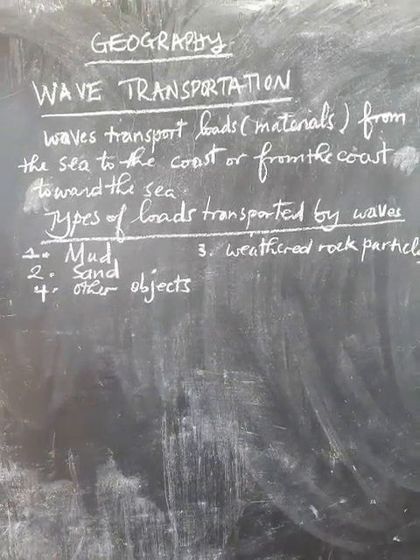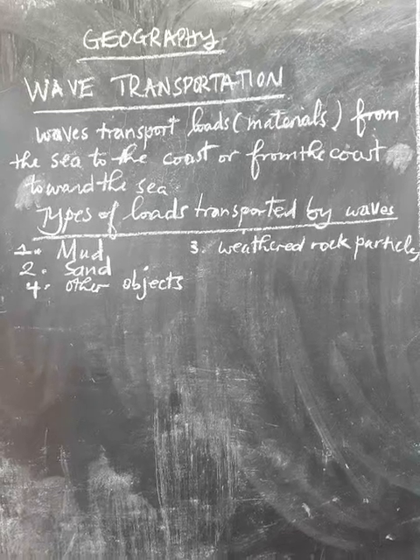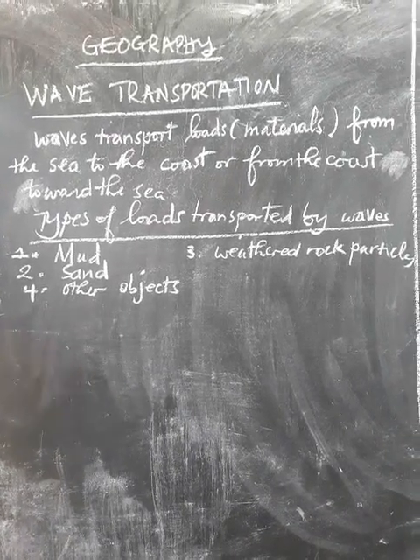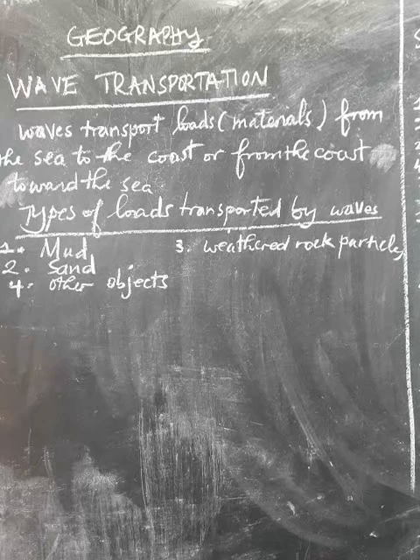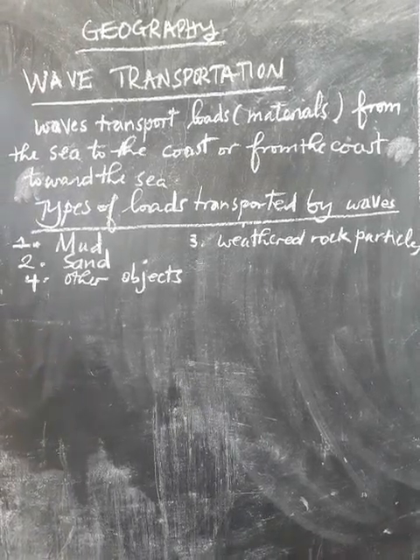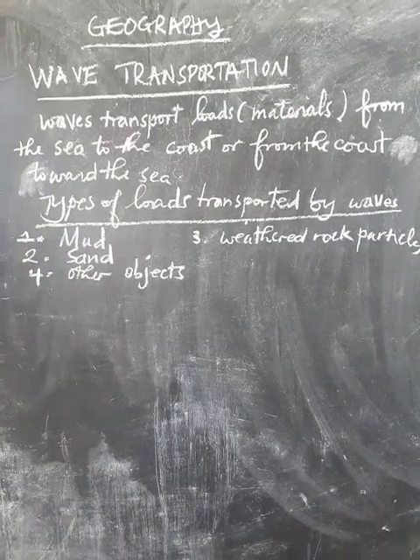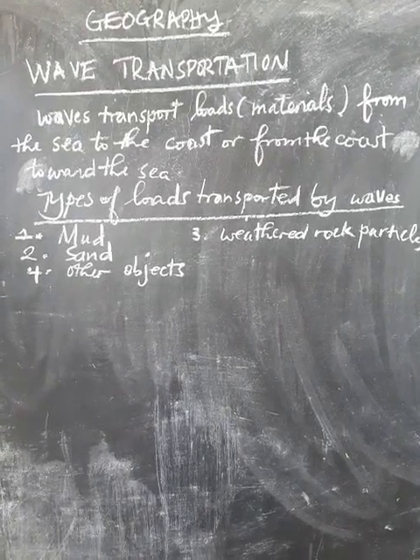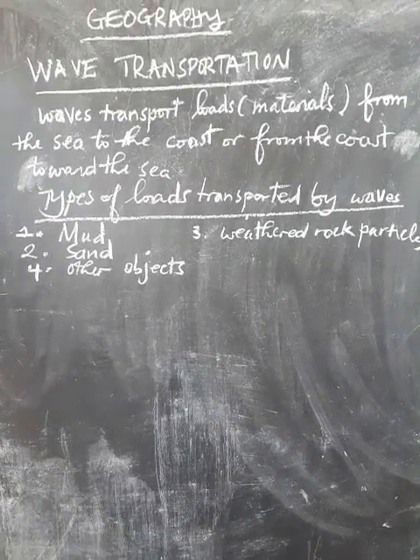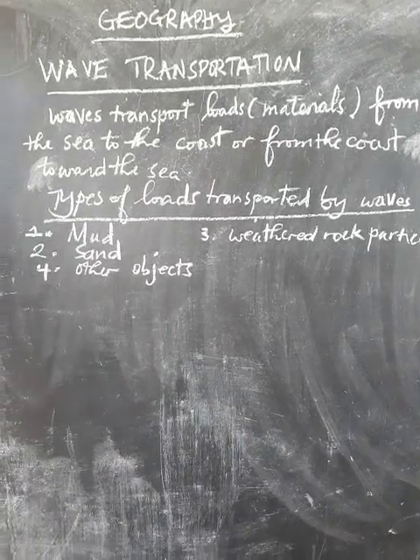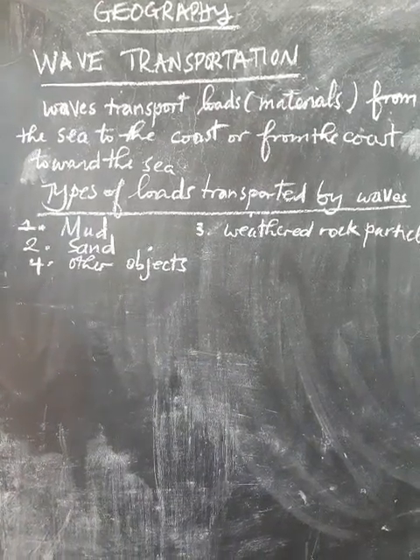So when a wave erodes the materials, the next function is to transport those materials from one place to another. A wave transports loads or materials from the sea to the coast, or from the coast toward the sea, depending on the movement of the wave. Remember, we're talking about swash and backwash. The movement of a wave toward the coast is a swash, and that swash can bring the materials to the coast. And when the swash reaches the coast, it can come back to the sea, and it brings other loads or materials. So we say a wave transports loads or materials from the sea to the coast, or from the coast toward the sea.